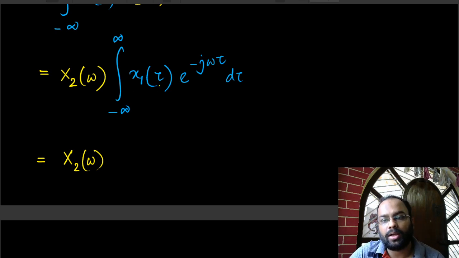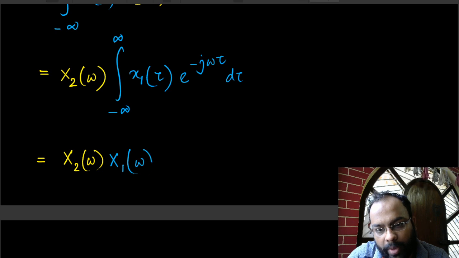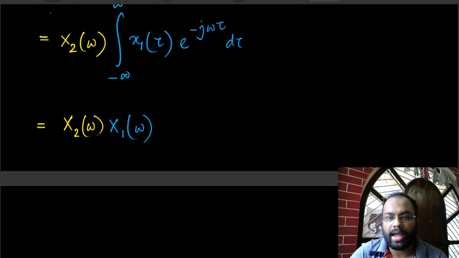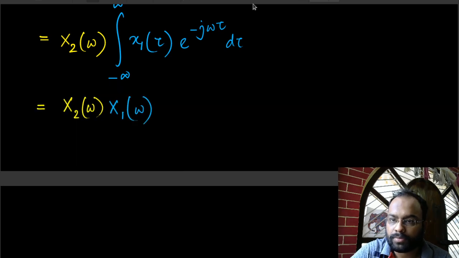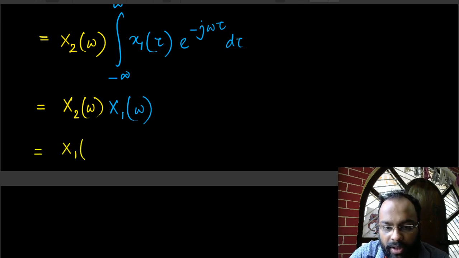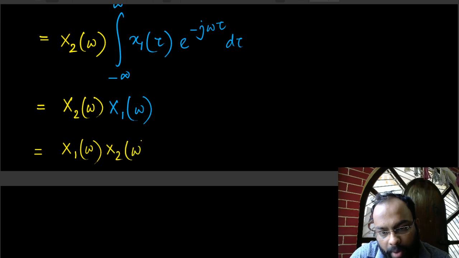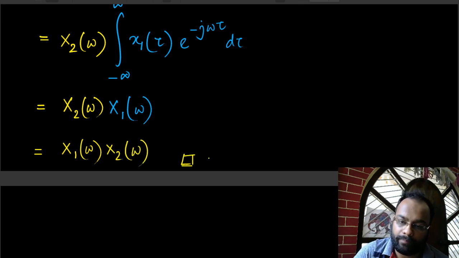So again, look at this term. This tau is a dummy variable, and since this tau is a dummy variable, I can write t and I can write whatever I want. So if I write t, it immediately prompts us that this is nothing but the Fourier transform of x1 t. So that's going to be our X1 omega. And since this is multiplication, this is going to be X1 omega X2 omega. So we have just again proved this entire thing.